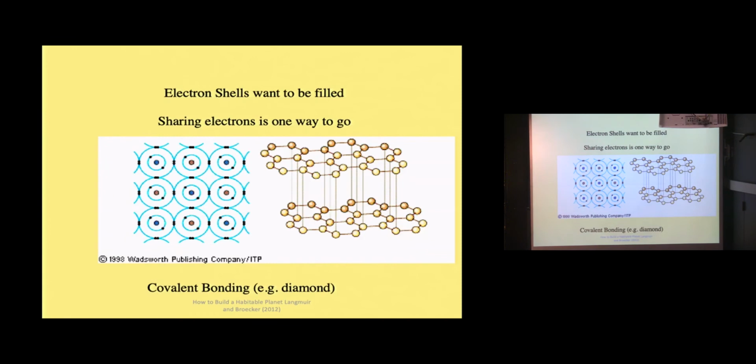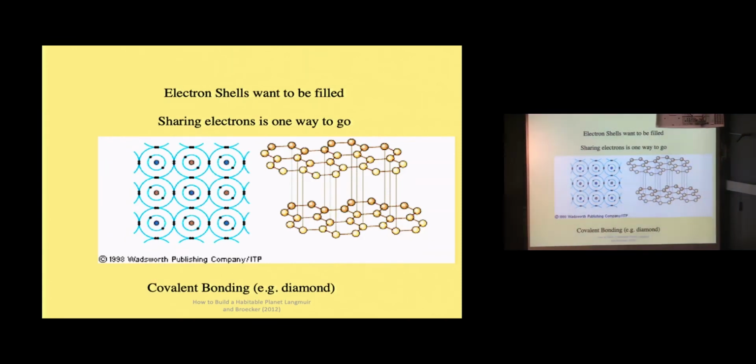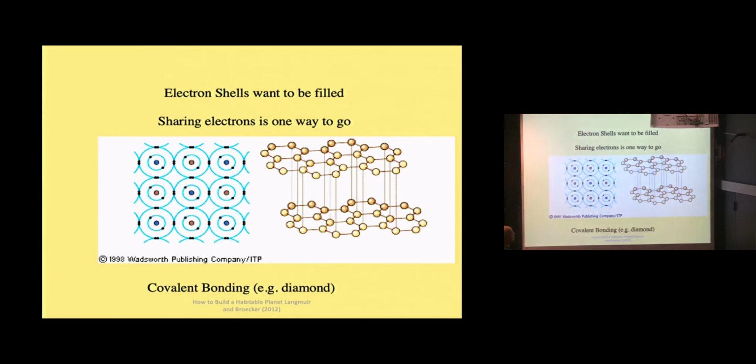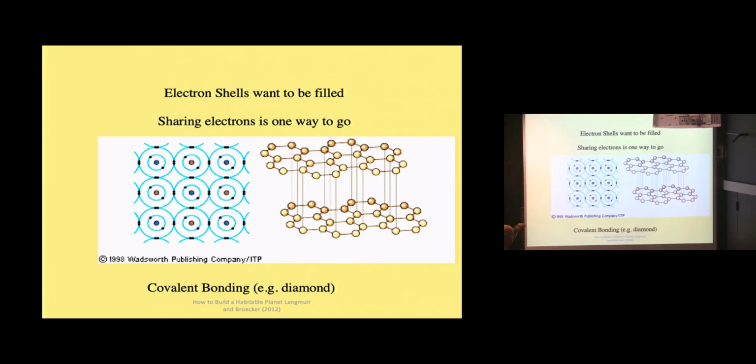You can also fill shells by sharing electrons. So this is the diamond structure. So you have carbon, which is missing 4 electrons. And so it can give or receive, and by the carbon atoms joining together, they can make completed electron shells for each other, and that makes a particularly hard and stable structure, which is the reason why diamond is the hardest structure known to man.